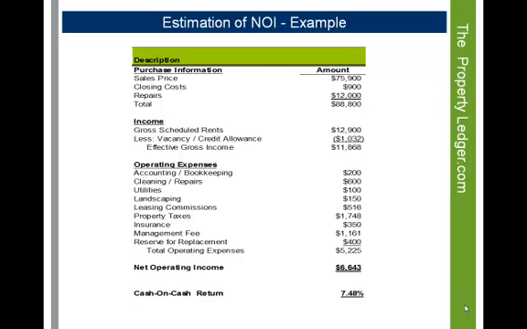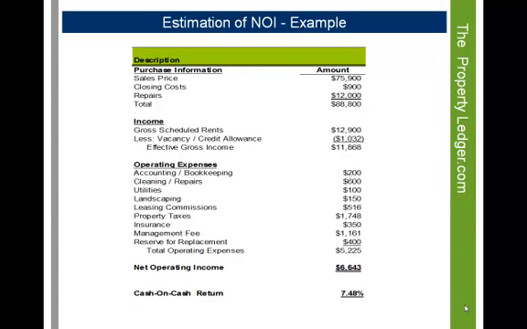Let's jump into a numeric example, shall we? Here we have a single family home that's being sold for $75,900. We have closing costs associated with that acquisition of $900. We have repairs that have to be brought in to bring this property up to a rentable condition of $12,000 for a total cash investment of $88,800. Based on our analysis of the market, we determined that our gross scheduled rents for this property would be $12,900. We back out a vacancy and a credit allowance that we've determined based on our market analysis of $1,000 to determine our effective gross income of $11,868.